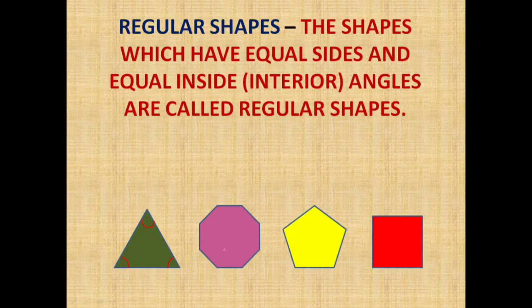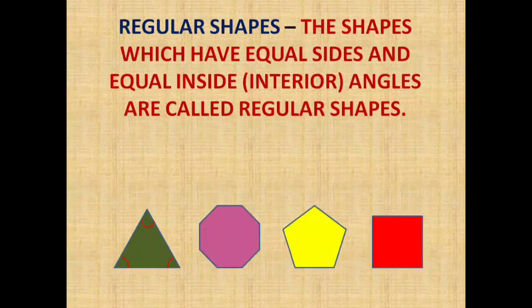This is a regular octagon. This is a regular pentagon. And the last one is a regular quadrilateral, or in other words, you can say it a square.